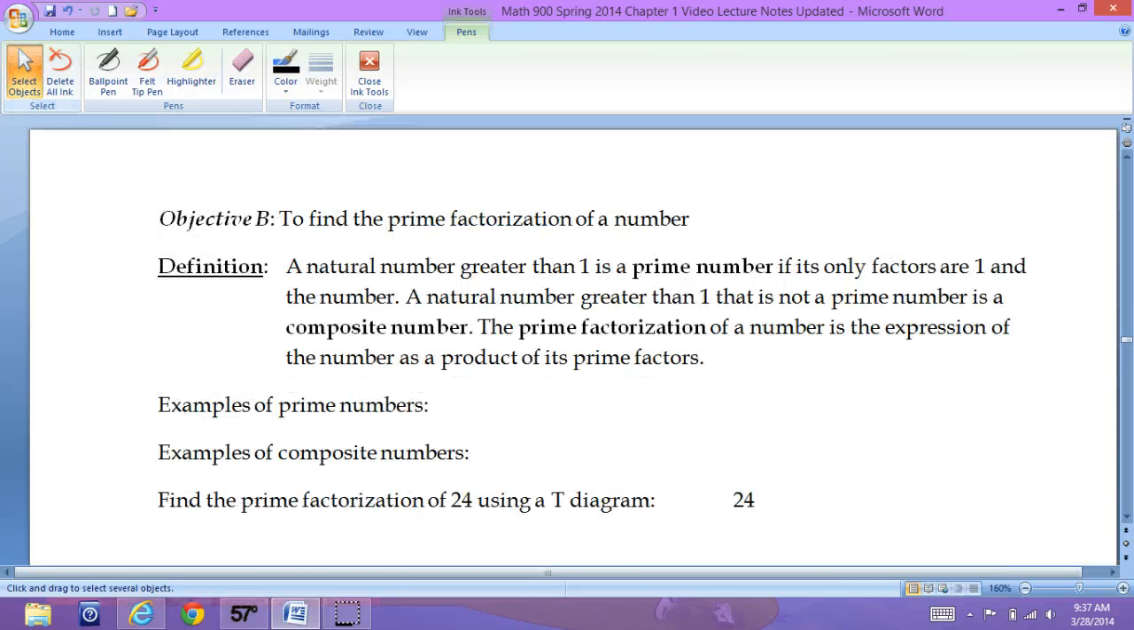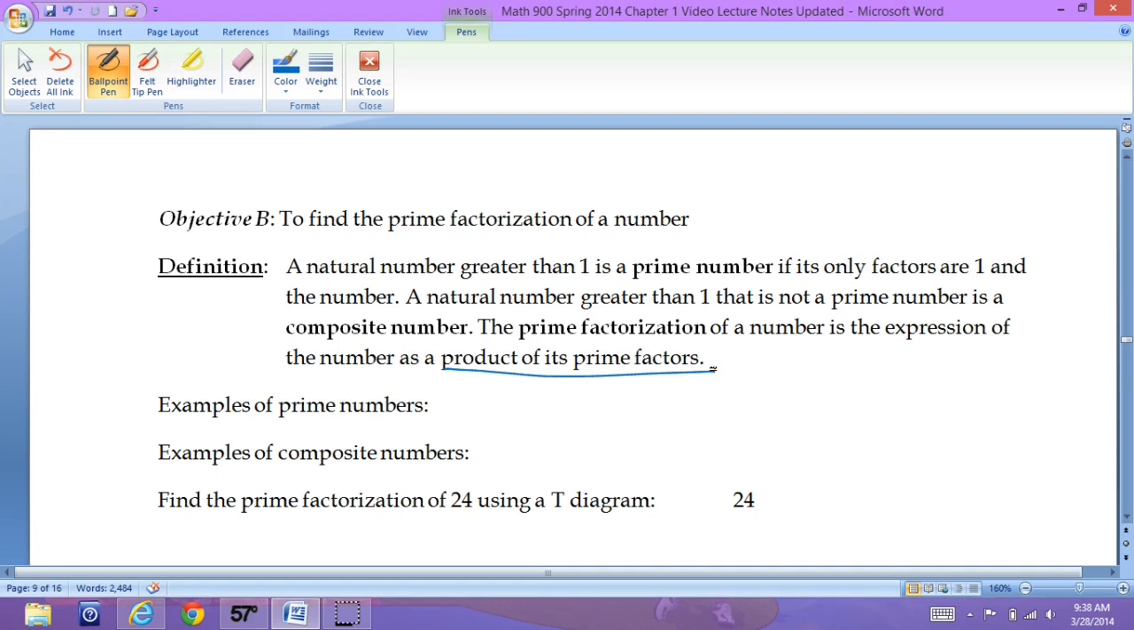So objective B, we're going to move on to talking about prime factorization of a number. And let's just look at a definition. A natural number greater than 1, so you start off with 2, is a prime number if its only factors are 1 and the number itself. A natural number greater than 1 that is not a prime number is called a composite number. So you're either prime or composite, other than 1. The prime factorization of a number is the expression of the number as a product of its prime factors.